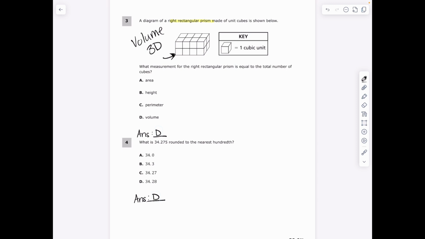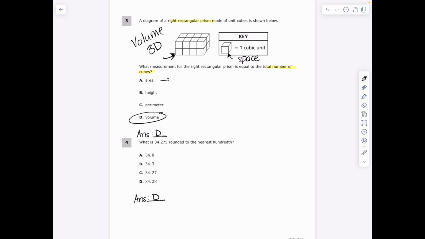And they're asking, which one will give us the total number of cubes? And volume can help us find that because the volume is telling us about space. Like this is a unit of space. That one block is a unit of space. And I want to know how many blocks I would have. So I know that I can find that with volume.